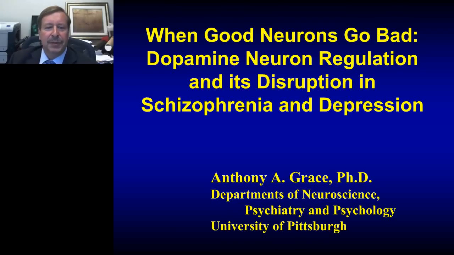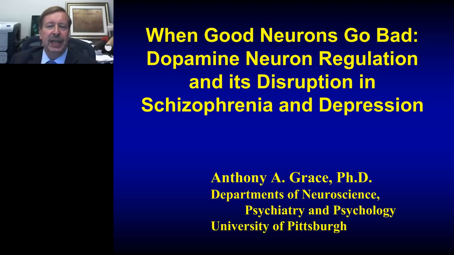Hello, and welcome to the presentation about dopaminergic neurons and some of the work that we've been doing in our laboratory concerning the physiology of these neurons, especially as they relate to disease states. What I'll be talking about are different animal models of diseases, specifically schizophrenia and depression, and try to give you an understanding of how we think these systems are involved.